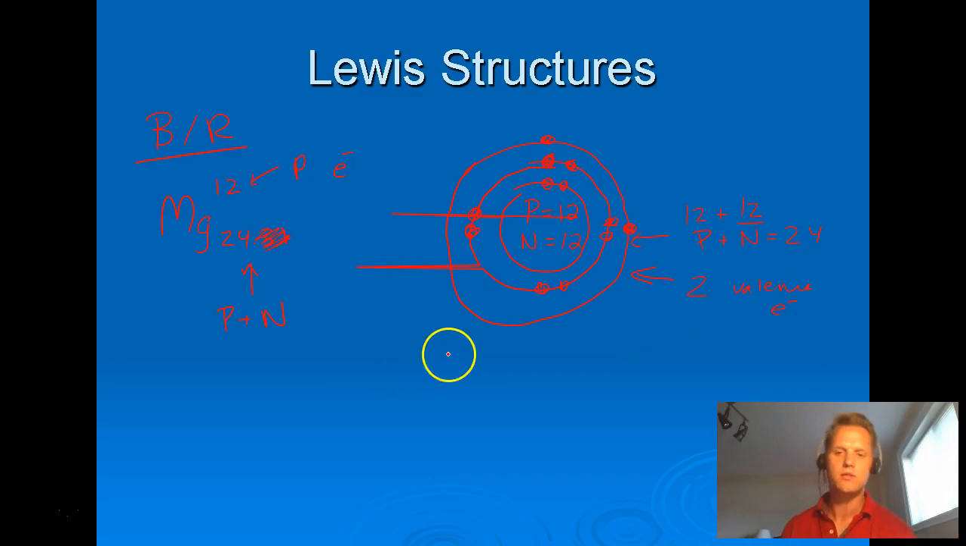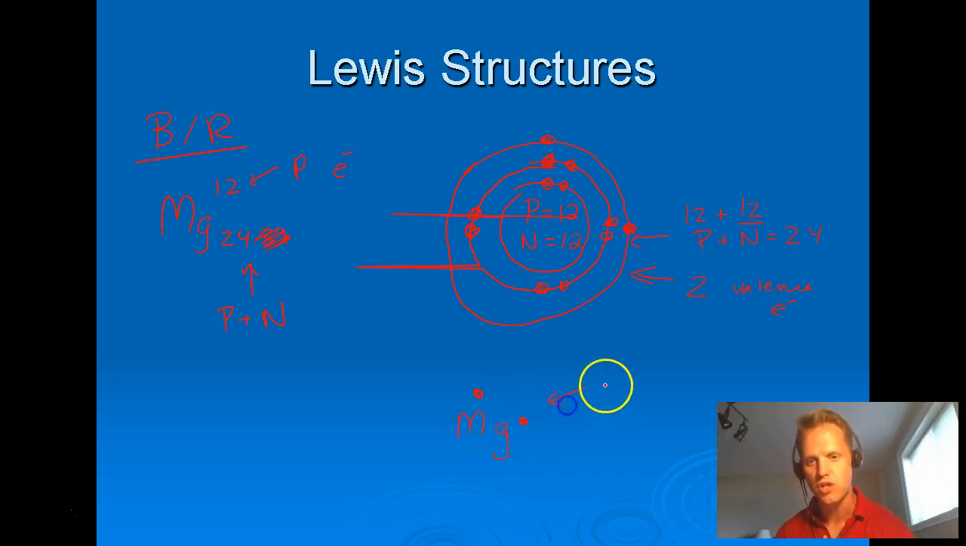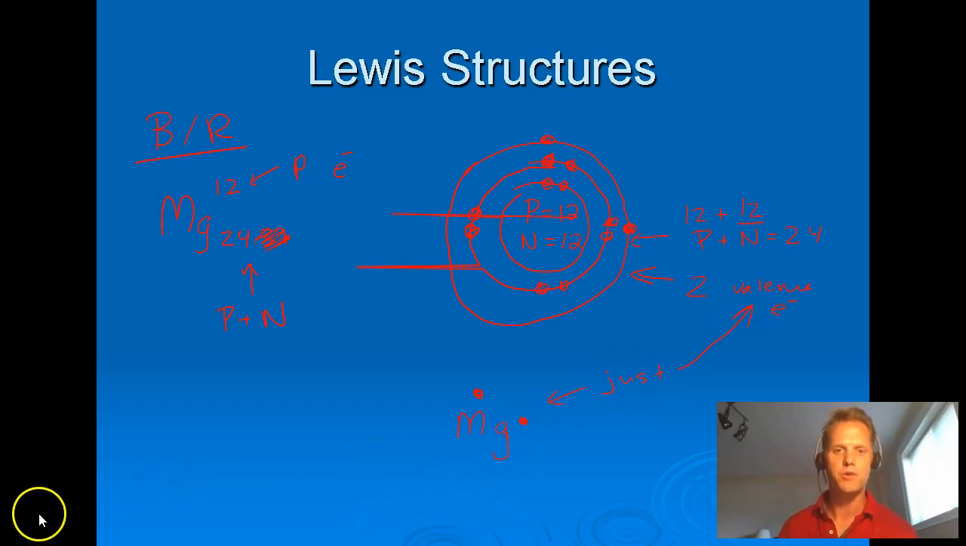How do we turn this into a Lewis structure? All we do is we don't worry about the protons and electrons, and we don't worry about drawing a shell. We just copy the last 2 electrons. You just show the valence electrons. So this Lewis structure is just the valence electrons. It's nothing else, and that's it for Lewis structures.